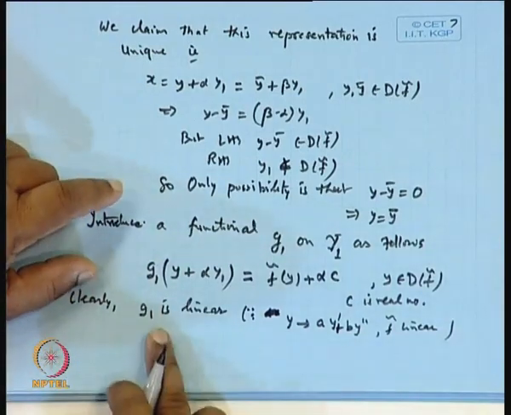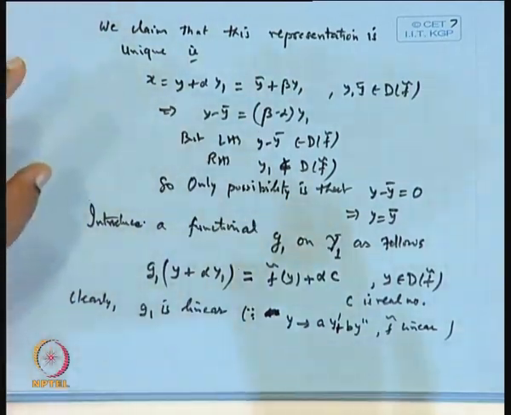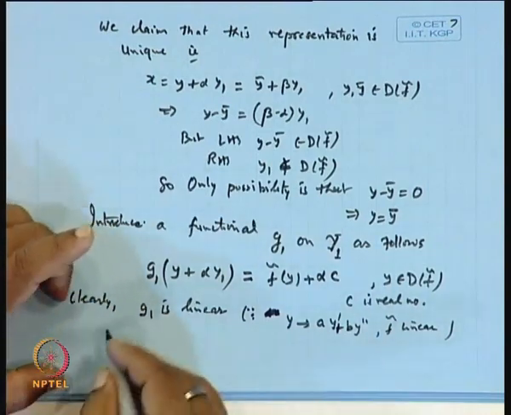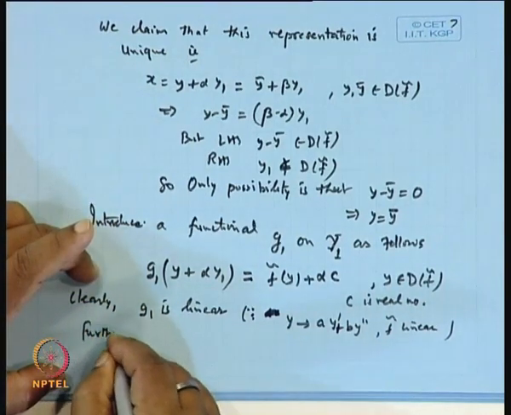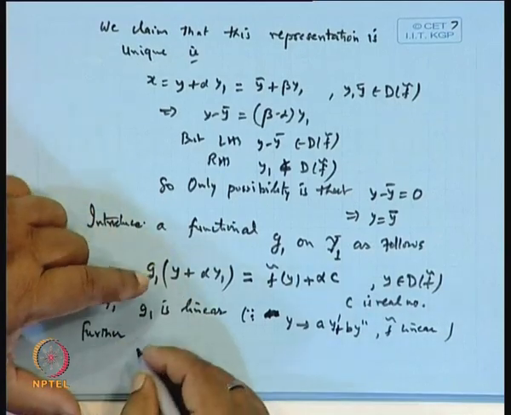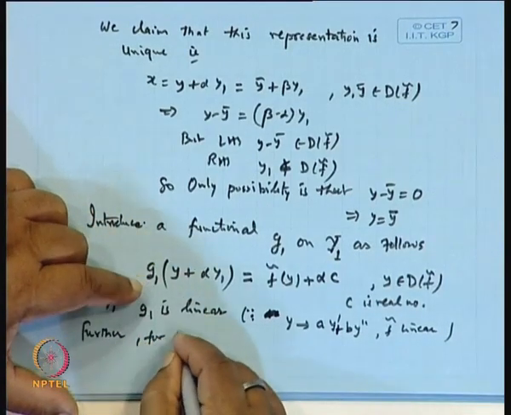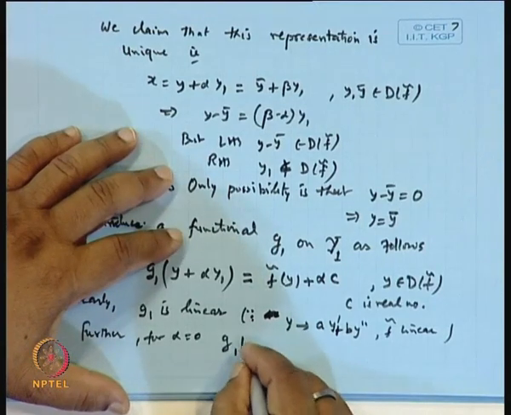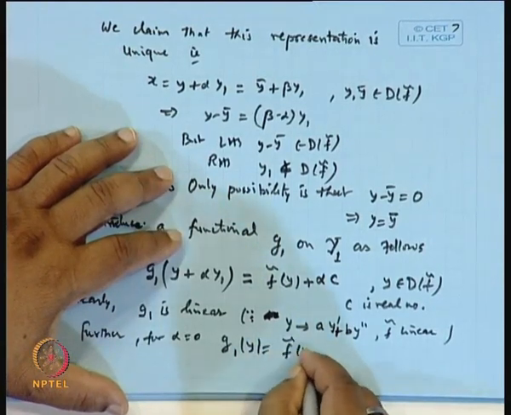Okay. So, g 1 is linear. So, I need not show this part. Okay? See, g is linear. Then further, for alpha equal to 0, g 1 by coincides with f delta by.